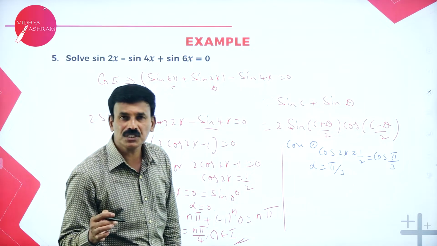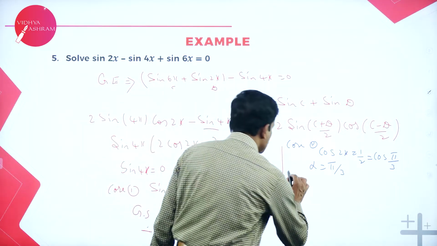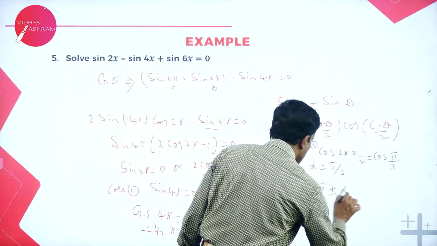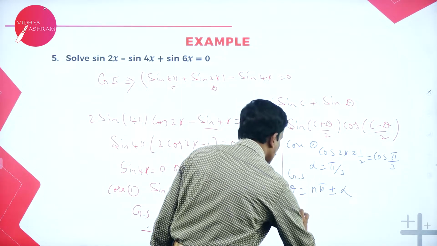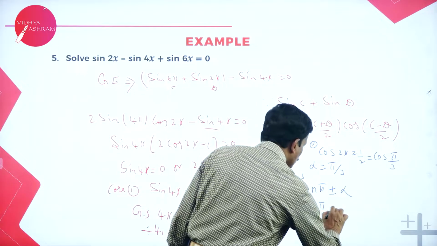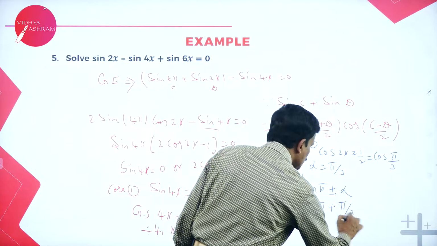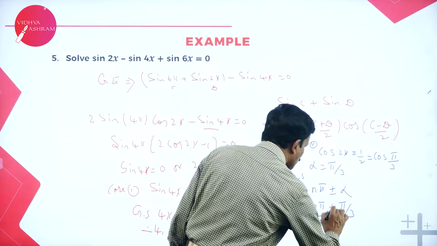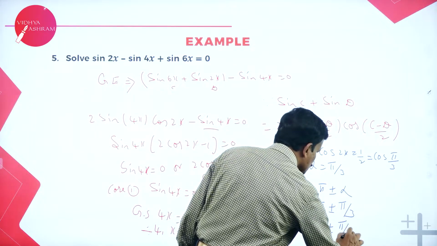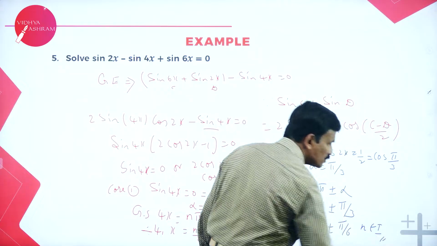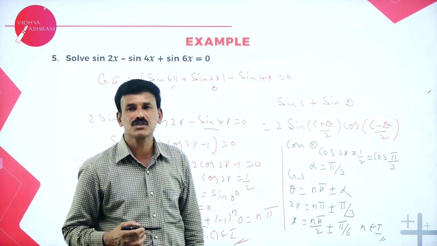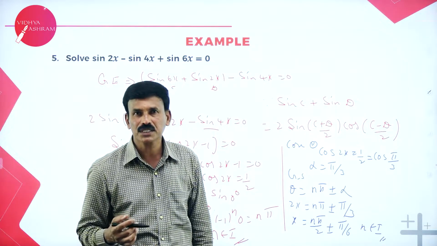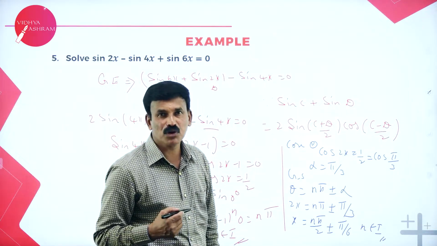What is the general solution for cos theta? The general solution is theta equals n pi plus or minus alpha. What is theta here? 2x is equal to n pi plus or minus pi by 3, so x is equal to n pi by 2 plus or minus pi by 6, where n belongs to any integer. This is the general solution for the second case. Hope you followed. Now, let us come to the next problem.